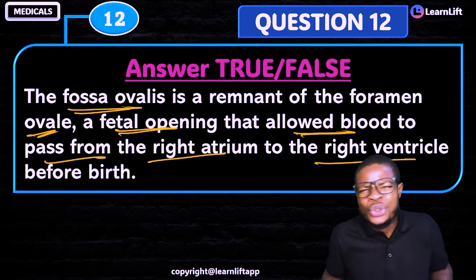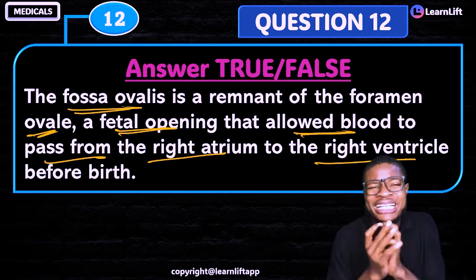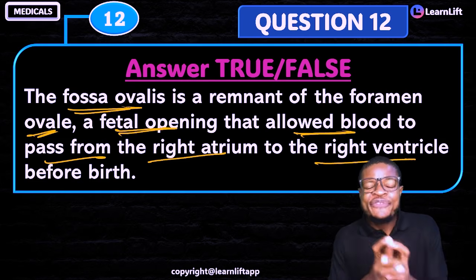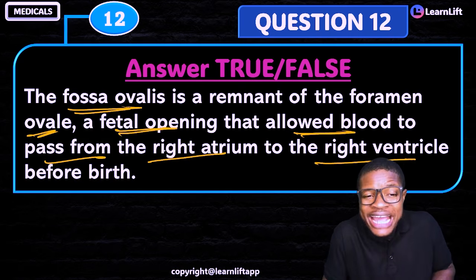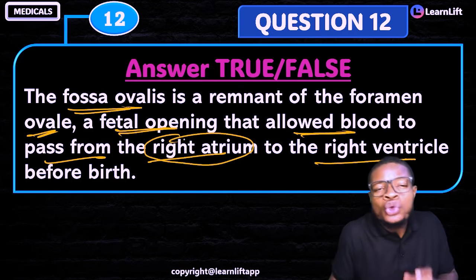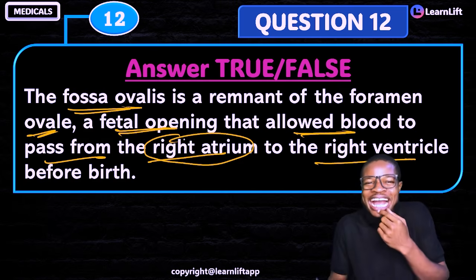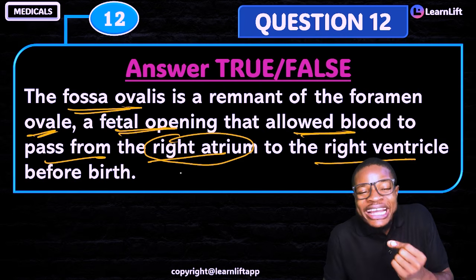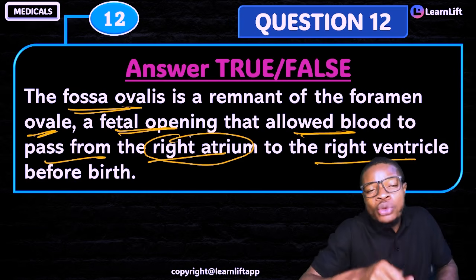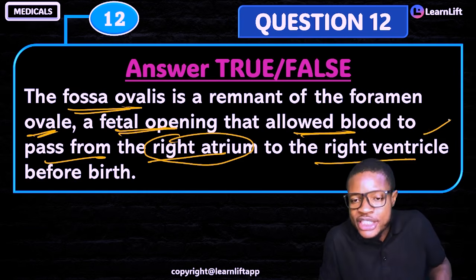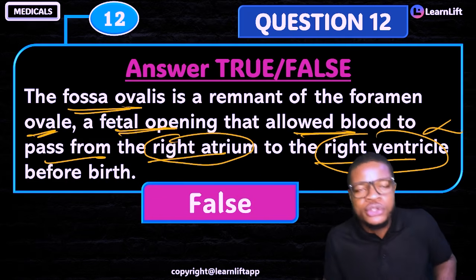I feel like nodding you. Come with me. The fossa ovalis is a remnant of the foramen ovale. Is that part correct? Yes. I'm sure that it is a fetal opening. Is it a fetal opening? Yes. That allows blood to pass from the right atrium to the left atrium, not right ventricle. So it allows blood to pass to where? The left atrium. The blood is shunting between the two atria, from the right atrium to the left atrium. So it is not right ventricle. Right ventricle is what makes this statement wrong. What is the answer? False.